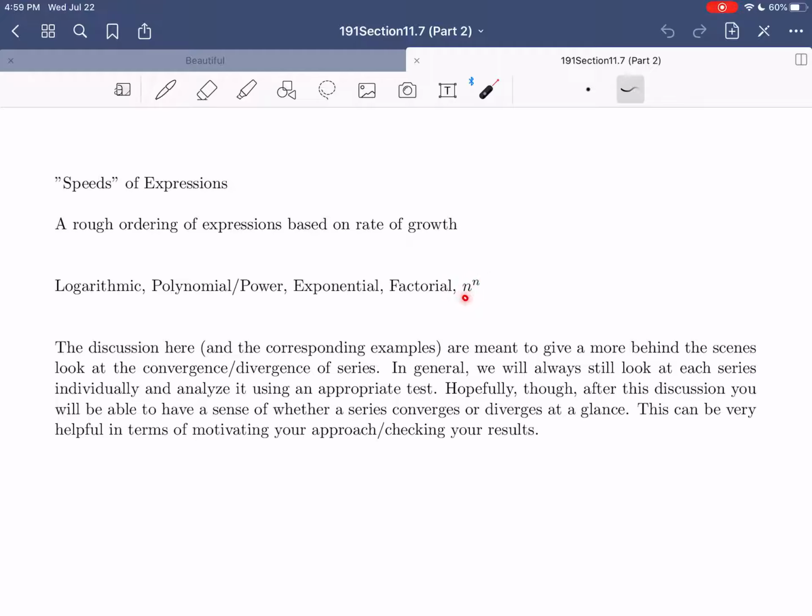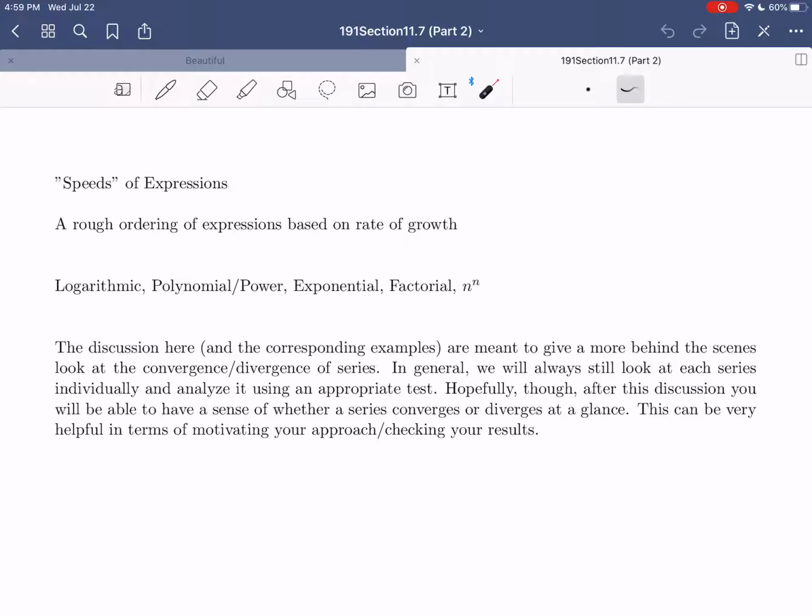So this is things like 100 to the 100th power or 1,000 to the 1,000th power. This is even faster than the factorial expression. And to help you understand this little chart of these different expressions, we're going to do a series of examples where we start with some things that are logarithmic, then go to polynomial, then exponential, then factorial, and then n to the n, and see that the one that is faster is always what dictates whether or not we're encountering something that converges or diverges.